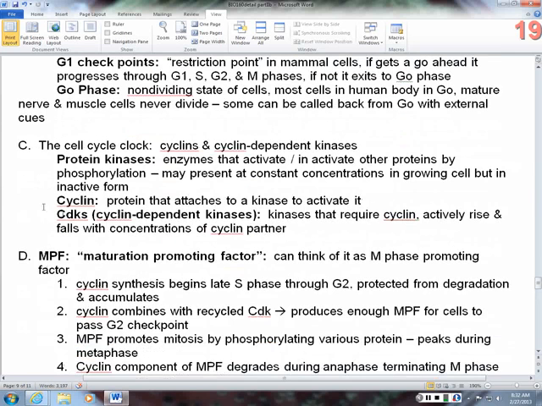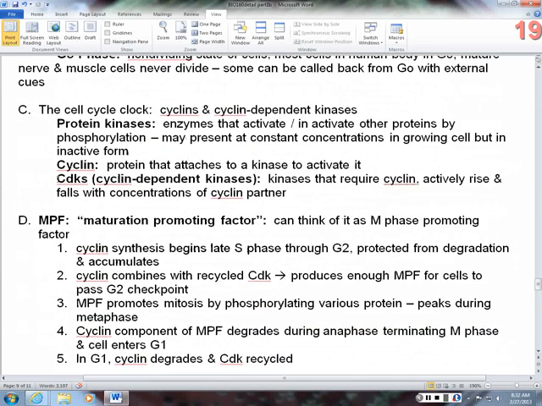So your cell cycle clock, you've got the cyclins and cyclin-dependent kinases in there, those receptors that are going to be waiting for messages from the cell. The protein kinases are going to be enzymes that are going to either activate or inactivate other proteins. So the kinases do phosphorylation in there. They're usually going to be present in constant concentrations in a growing cell, but they're in the inactive form, so they would have to be activated if you needed them to do something in the cell.